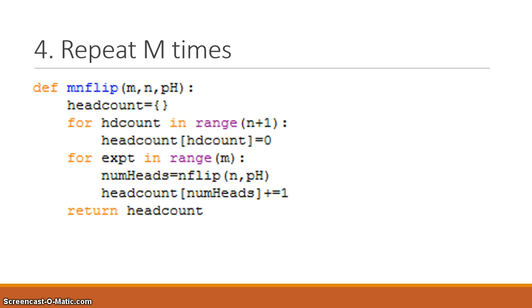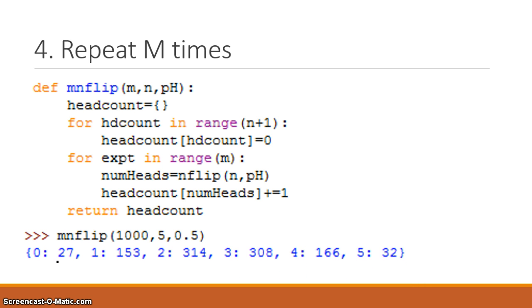And the next one, head count, open bracket num heads, close bracket, plus equal to 1, means after I flip and it returns the num heads, for example, if it returns zero heads, the value of 0 here will plus 1.